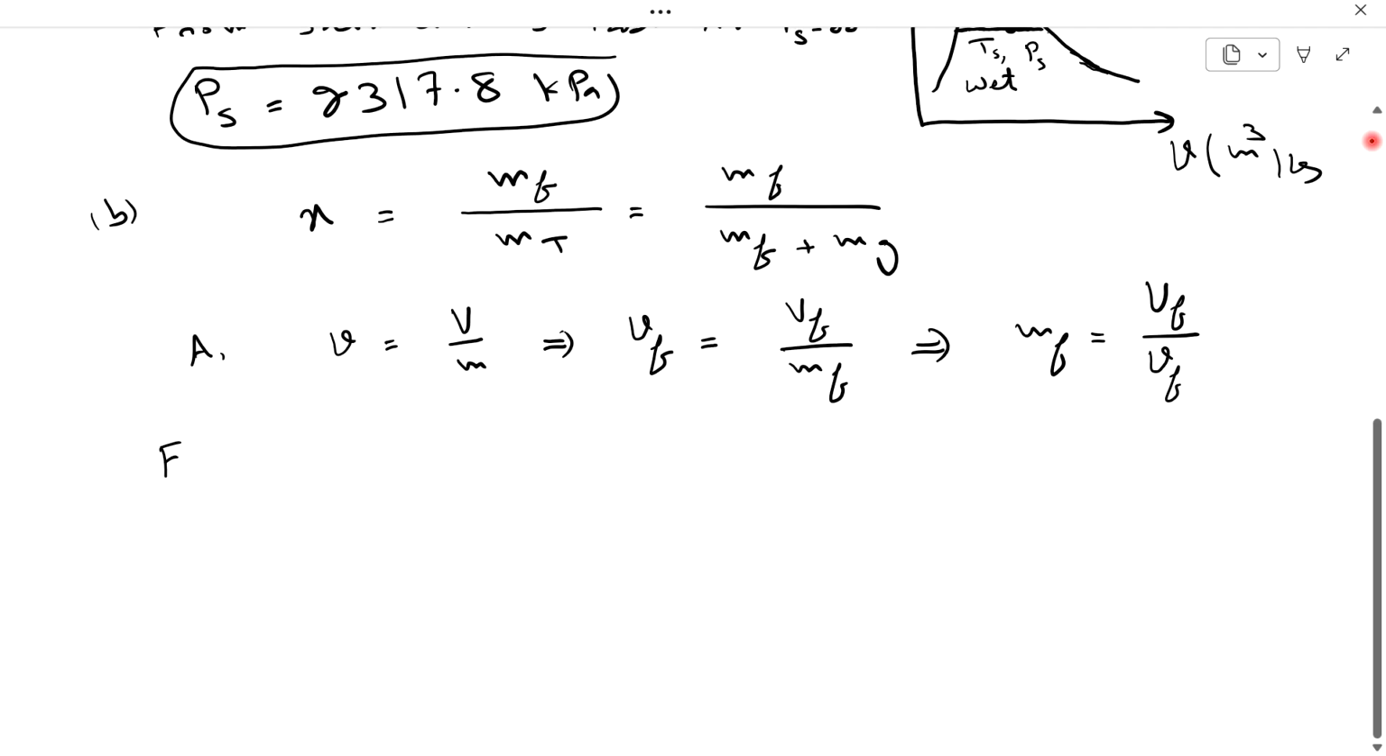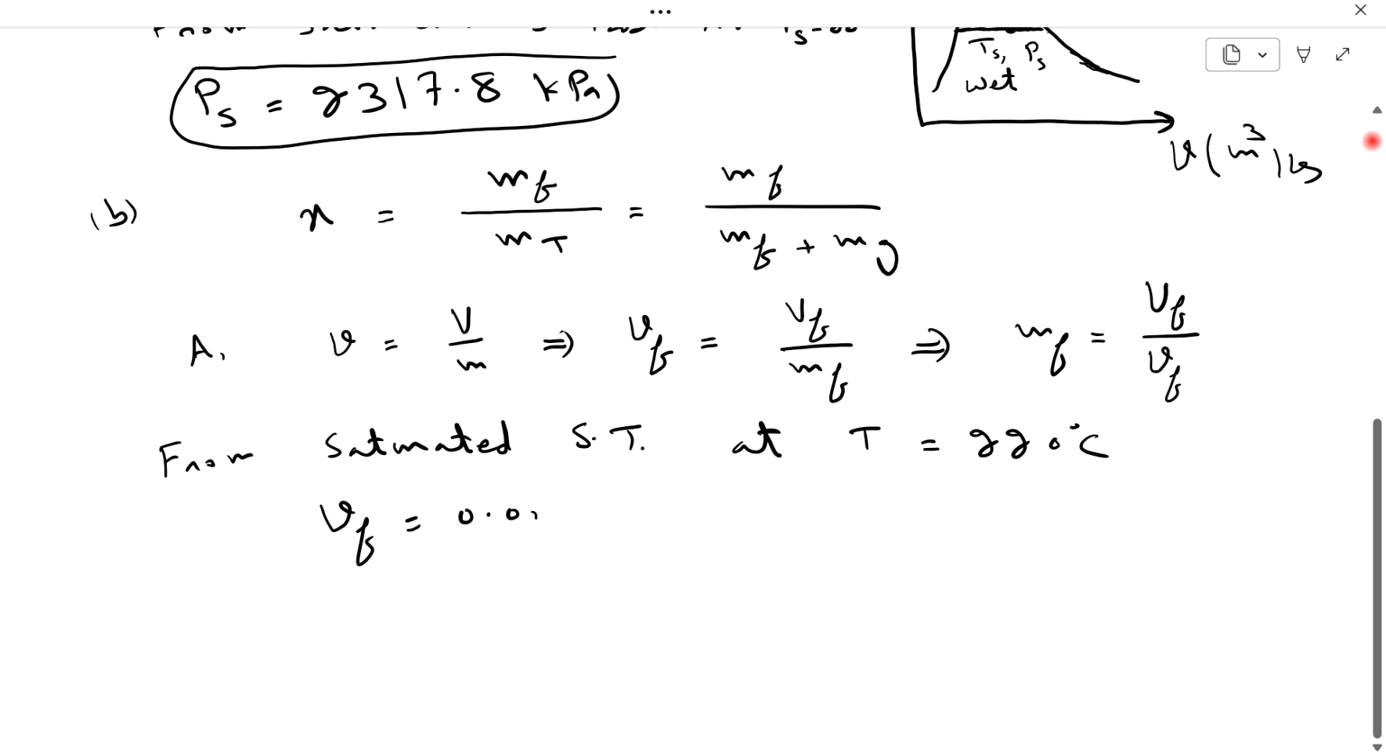So from the saturated steam table, at temperature equal to 220 degrees centigrade, we can also find this from temperature. Specific volume of liquid is equal to 0.00119 meter cube per kg, and Vg, specific volume of vapor, is equal to 0.8619 meter cube per kg.